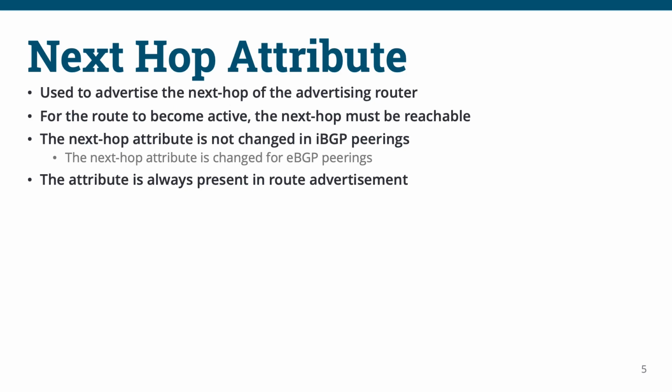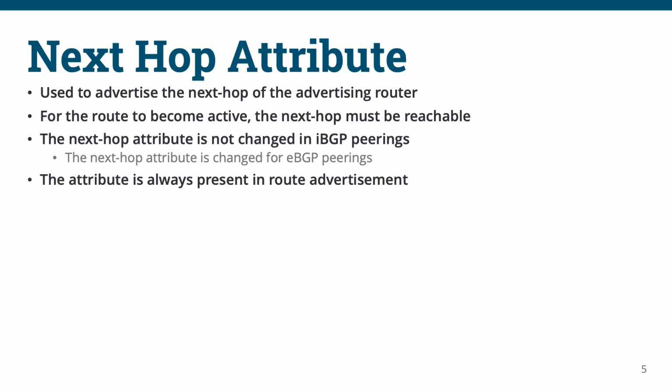First, the mandatory attribute, next hop. As we mentioned in the previous slide, the next hop must be reachable in order for the route to become active in the recipient's routing table. Since the next hop attribute is unchanged between iBGP peerings, though is changed to the interface IP address of an eBGP peer, one must carefully consider your topology to ensure that the next hop of routes are reachable in your environment to avoid routing issues.